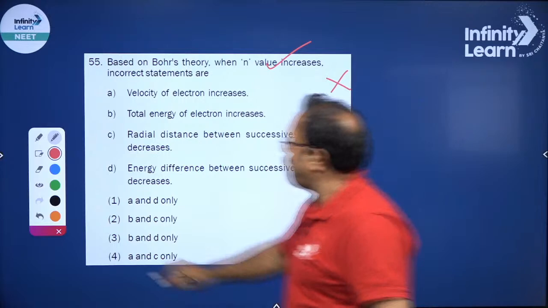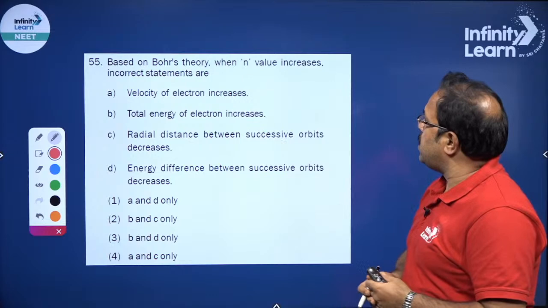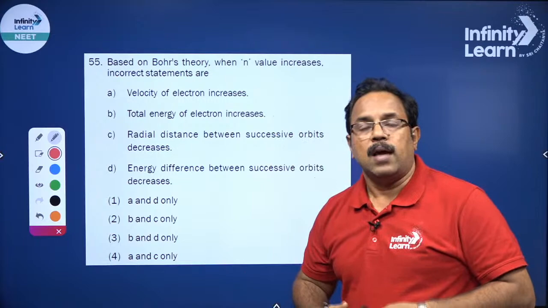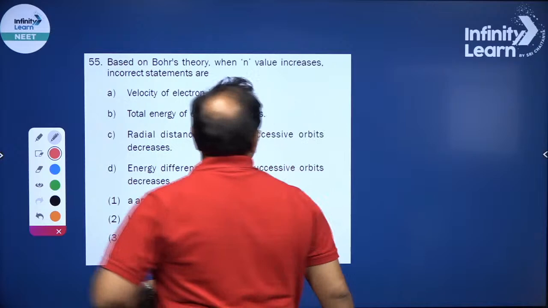Based on Bohr's theory, when n value increases, there are so many conditions which can be evaluated based on Bohr's postulates. Velocity, total energy, potential energy, kinetic energy, angular momentum. So many aspects we have to understand. Let us have a small discussion on this one. First one, velocity of electron increases or decreases.